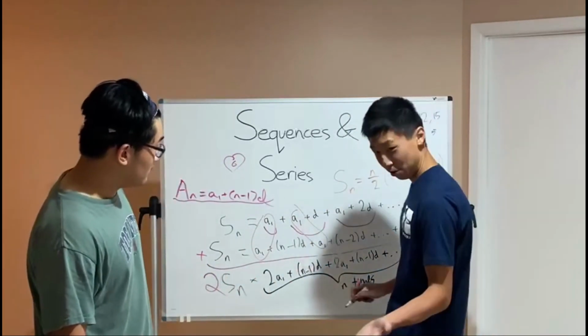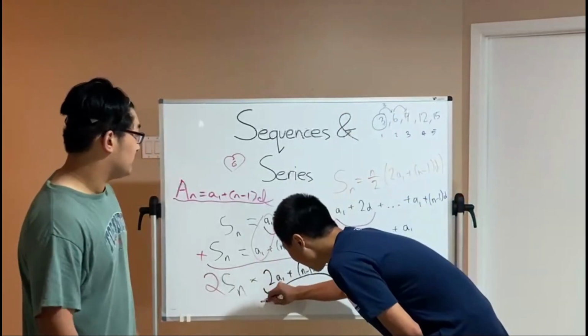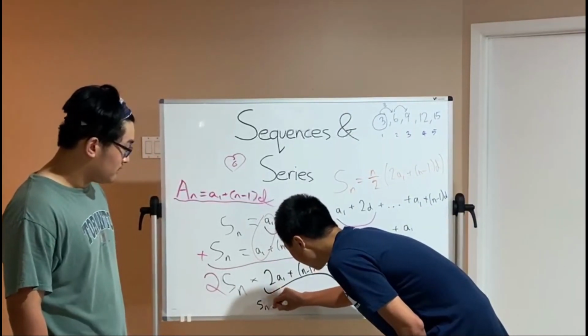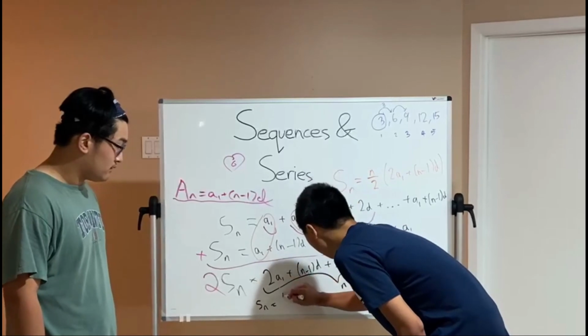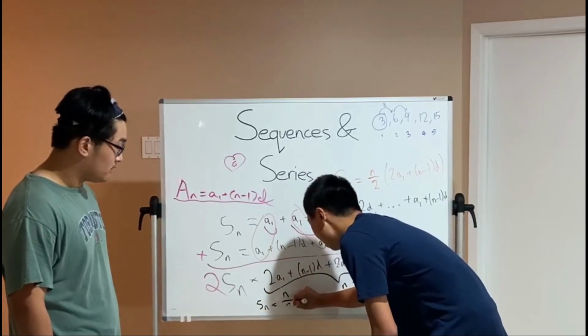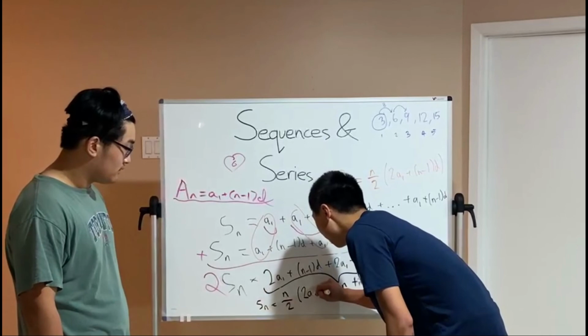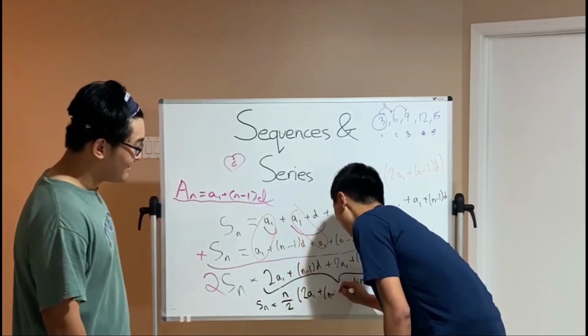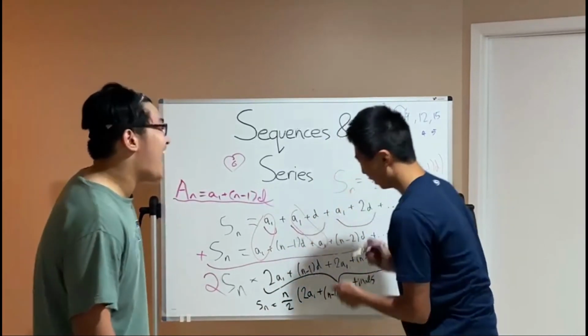So when we do the formula, we get Sn equals n times of this divided by 2. We get the beauty. And looky here.